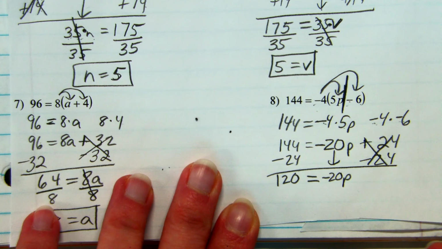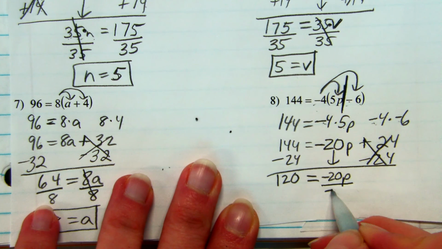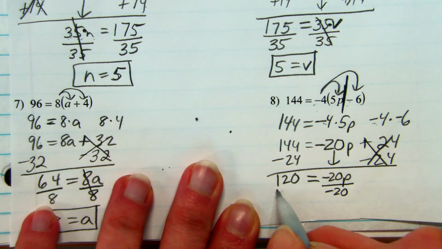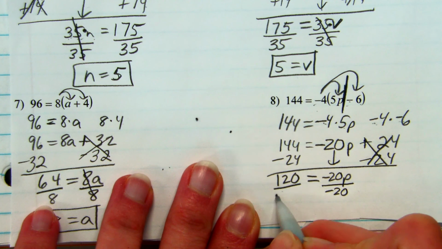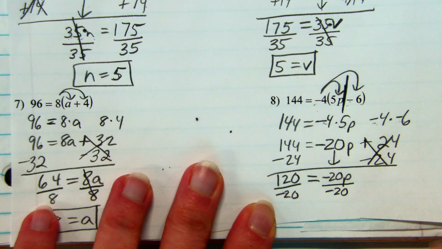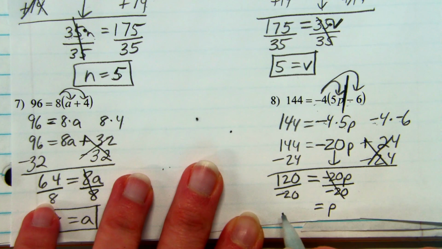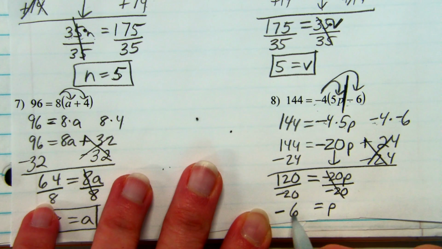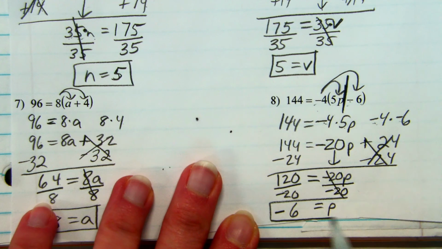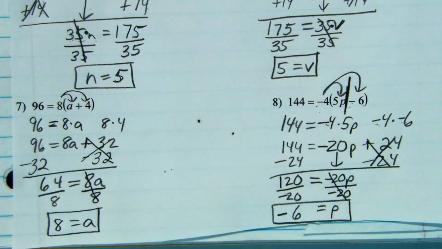You divide negative 20p by negative 20. Good. And then you do the same thing to the other side. So we're dividing both sides by negative 20. Equals, if you want to. p equals negative 6. Good. Awesome. You guys are so smart. And that's the end of that.